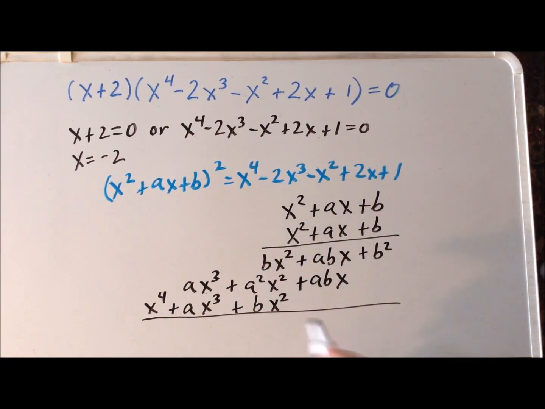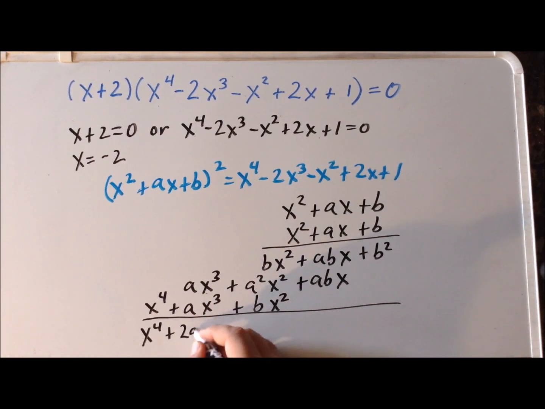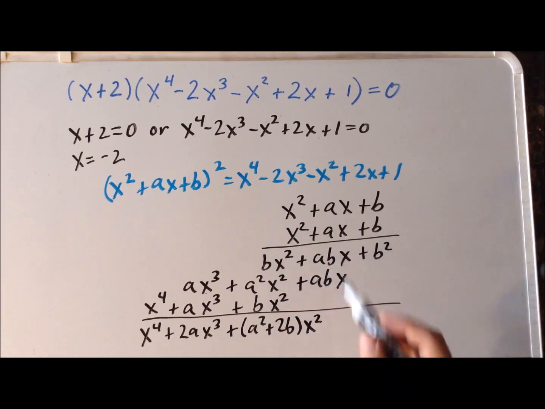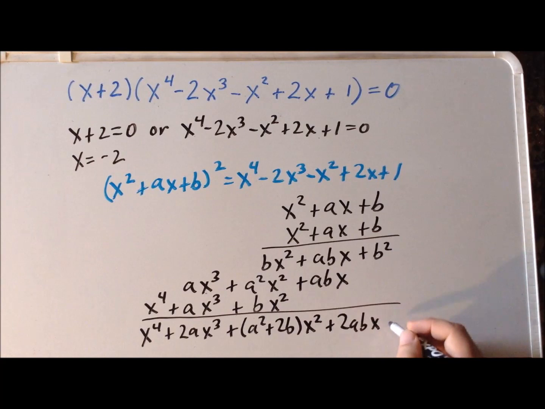Now we add up the corresponding powers of x. And we're left with x to the fourth. And then we have two ax cubes, so we have 2ax cubed. This is the most complicated one. So we have an a squared, an ab, and an ab. So that means a squared plus 2b times x squared. Then abx plus abx is plus 2abx. And then plus b squared.